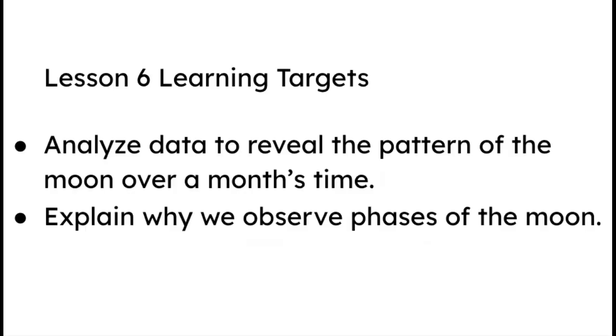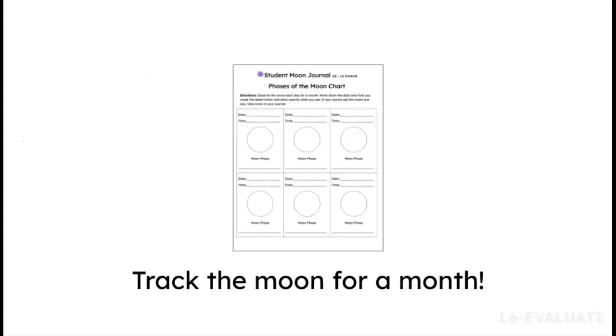In this lesson, students will have analyzed data to reveal the pattern of the moon over a month's time, and explained why we observe phases of the moon. In Lesson 7, students figure out the relationship between gravity and the movement of objects. For the optional Extend, you can offer all students the opportunity to track the moon for 1 month.